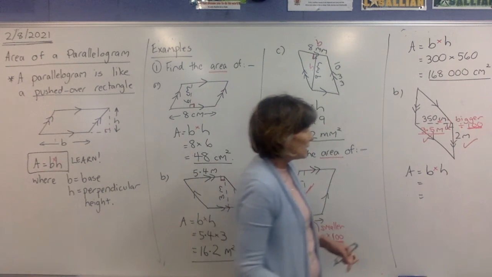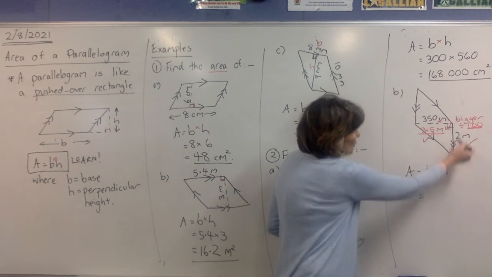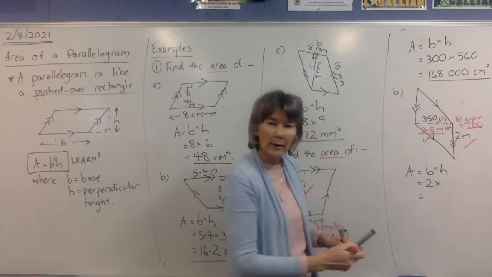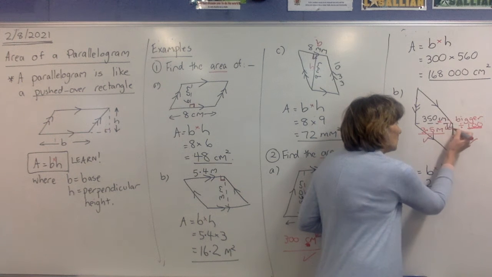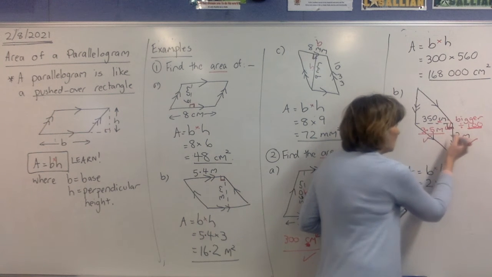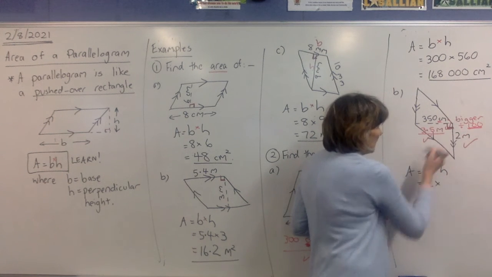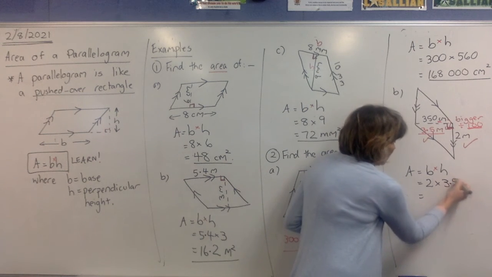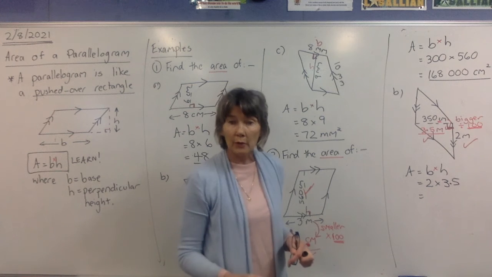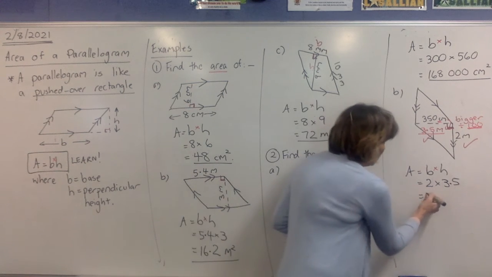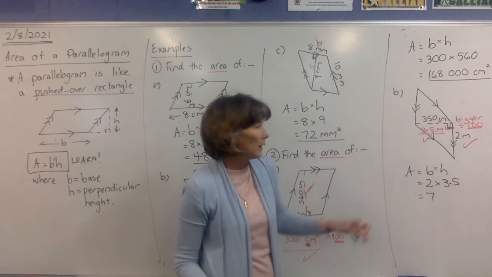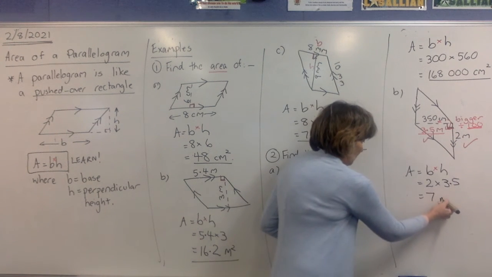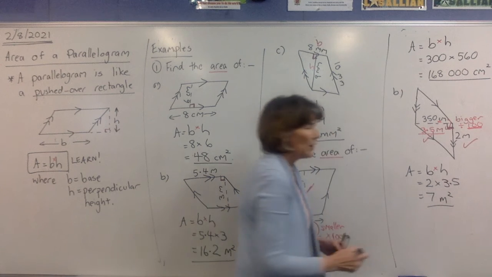Now, our base, we're going to say is 2 metres, times, look for your right angle, here's your right angle, and that's our perpendicular height. Now we change that to 3.5, so we're going to write 3.5 there. Now if you multiply those on your calculator, you'll get 7. Then our units that we used were metres, and it's squared for area.